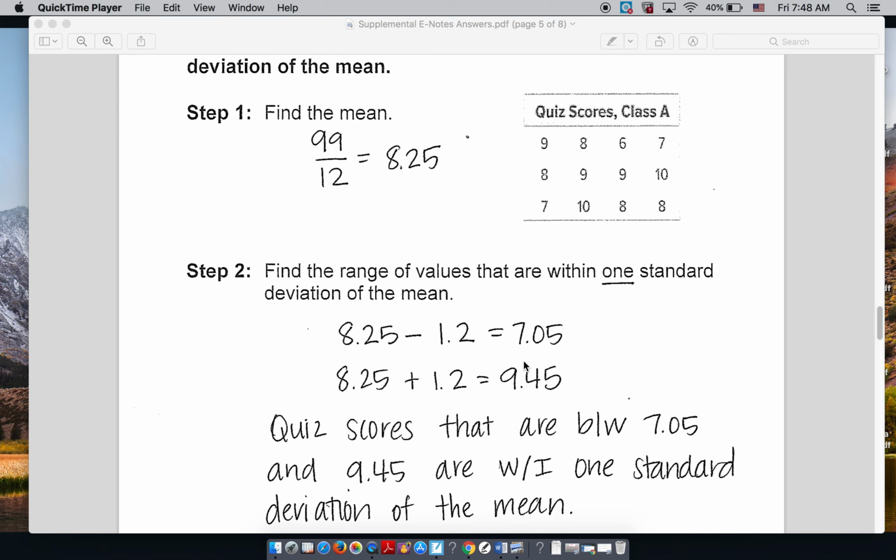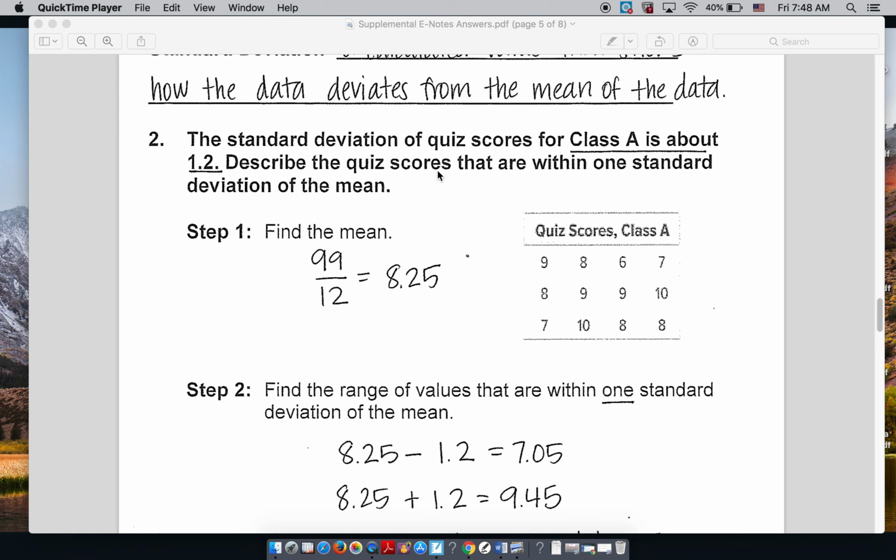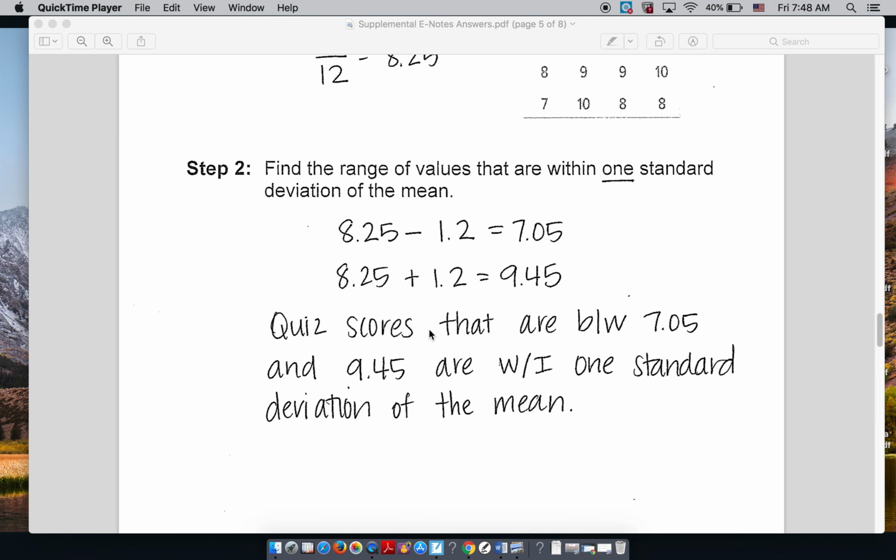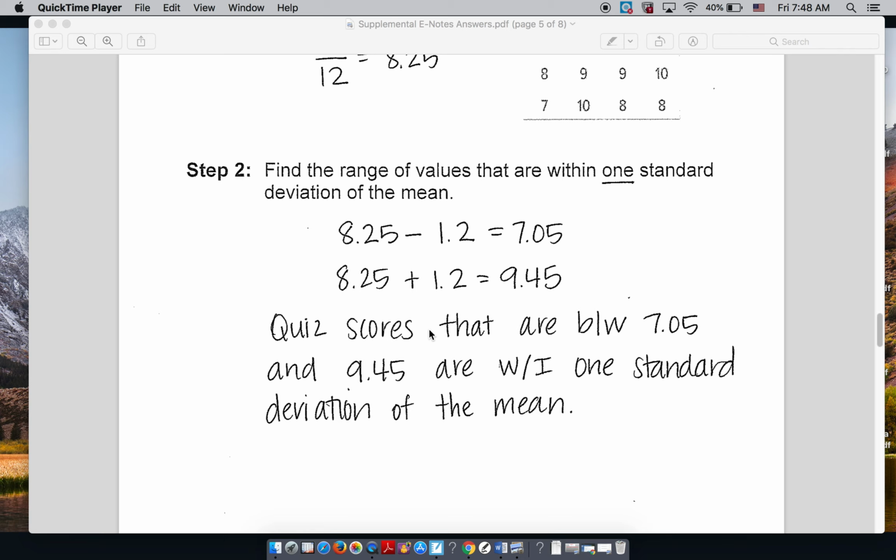And it asked me to describe the quiz scores. So a description would say quiz scores that are between 7.05 and 9.45 are within 1 standard deviation of the mean. And basically what this does is tell someone who's reading my data that if they are within that range, they are within 1 standard deviation of the mean, which is what we're looking for here.